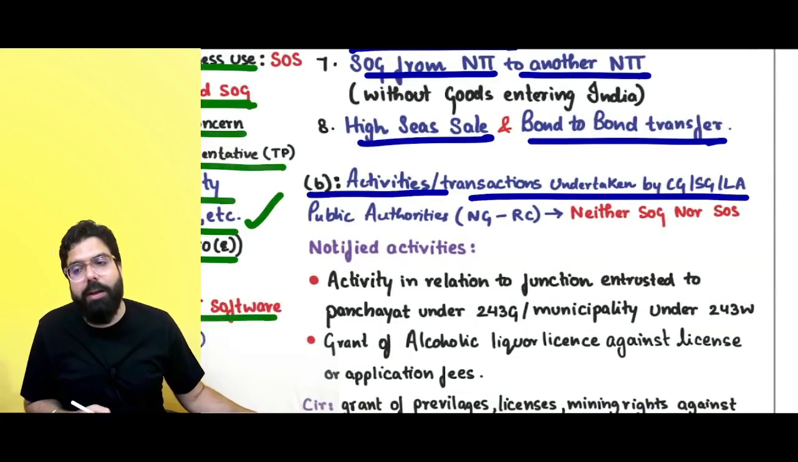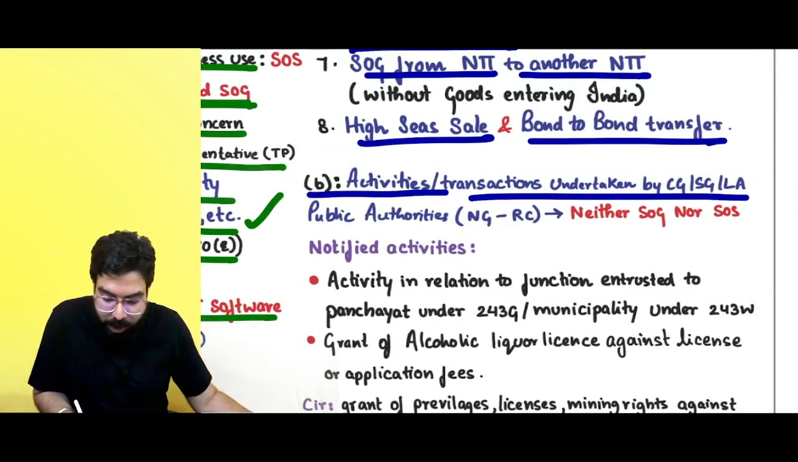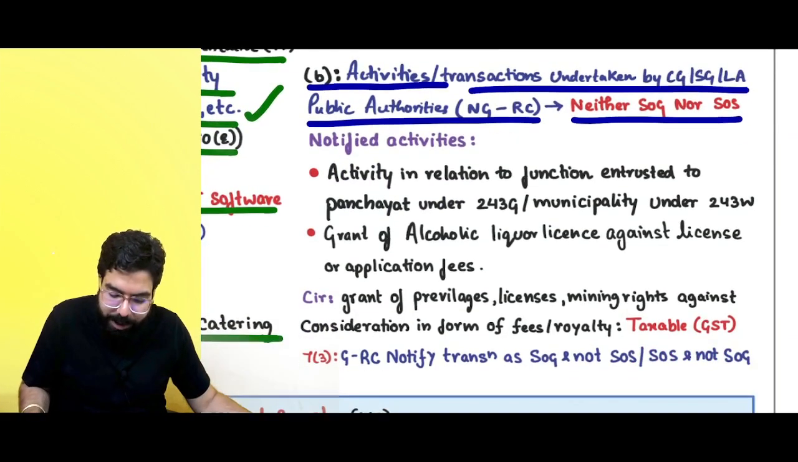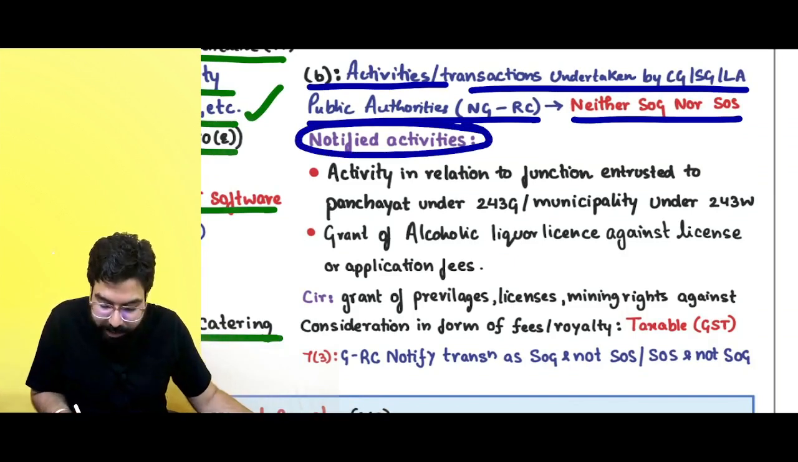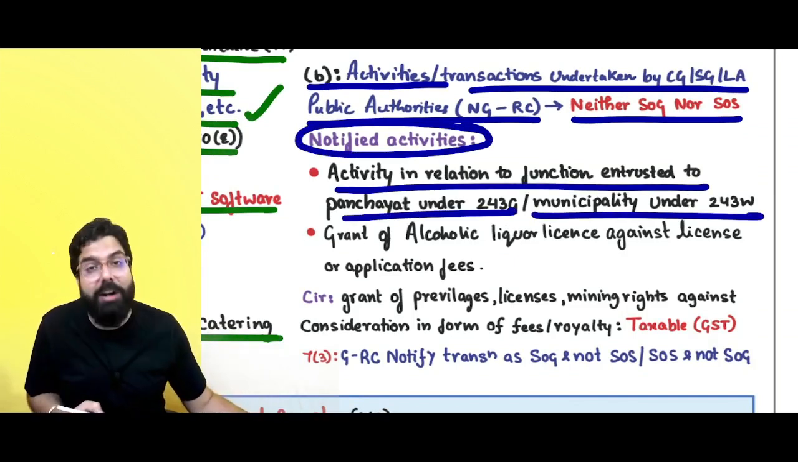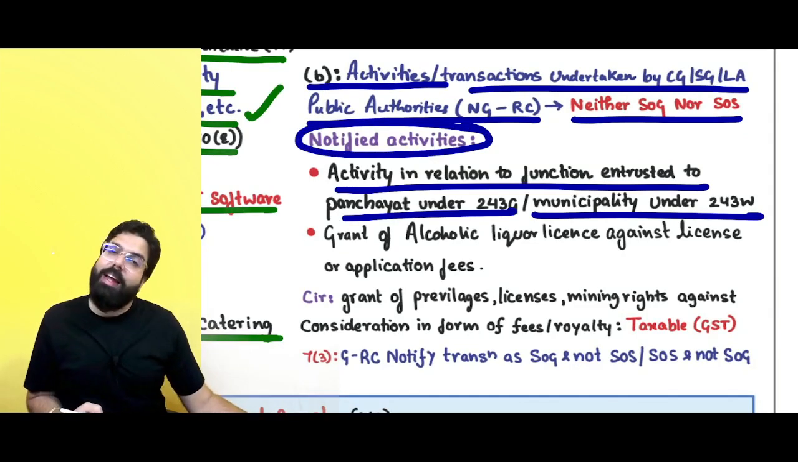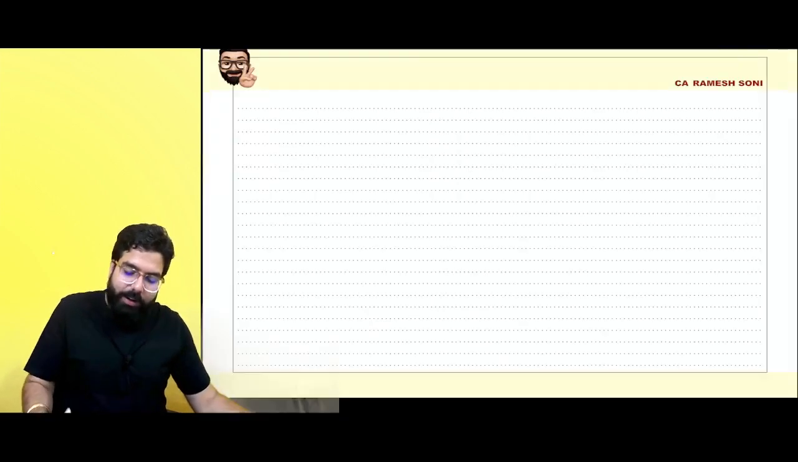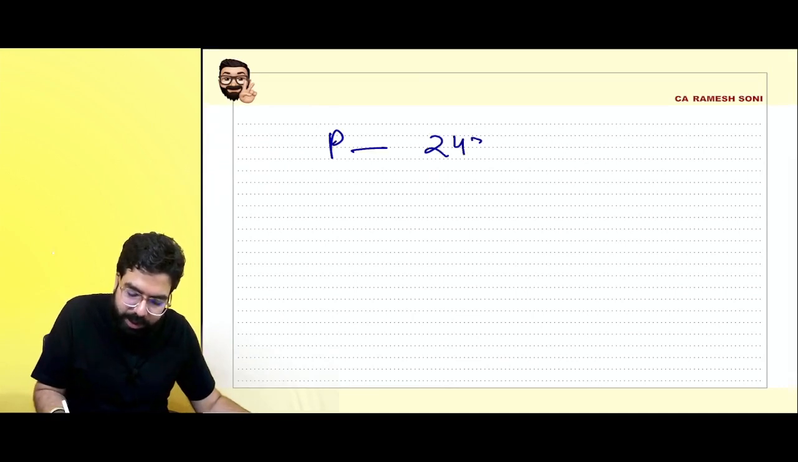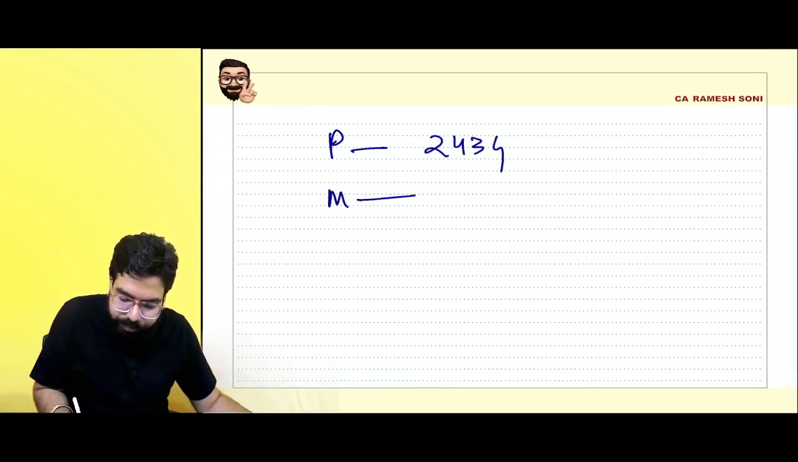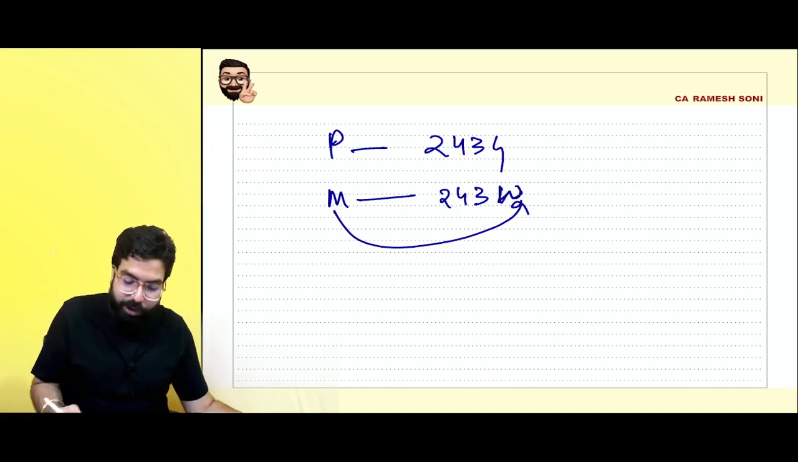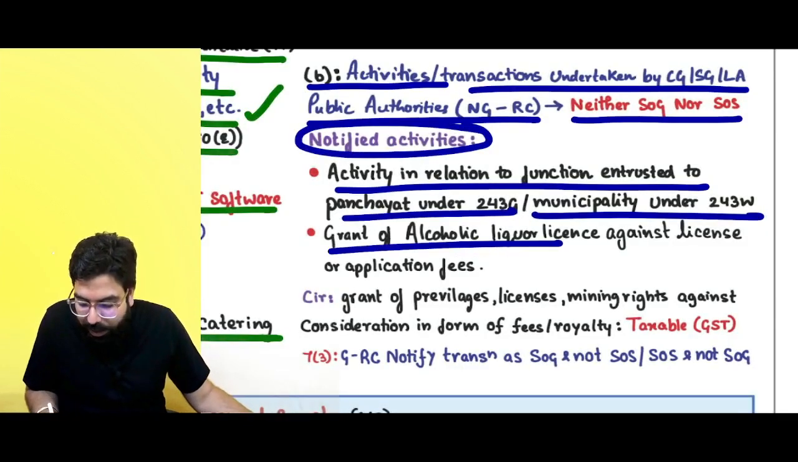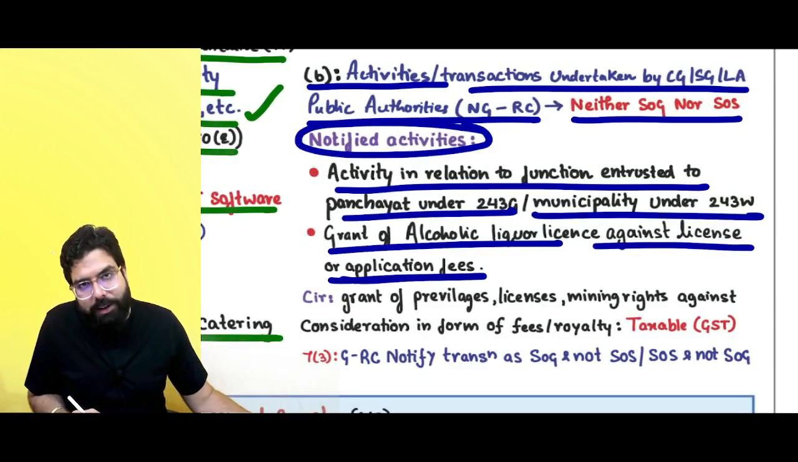Activities or transactions undertaken by central government, state government, local authority as public authority shall be neither supply of goods nor supply of service. What are the notified activities? Activities which are done by panchayat or municipality under 243G. Panchayat is 243G, municipality is 243W. Sir, panchayat is always 243G, municipality is always 243W because M ka reverse is W. So it is 243W of the Constitution.